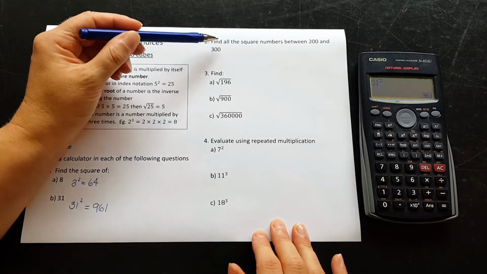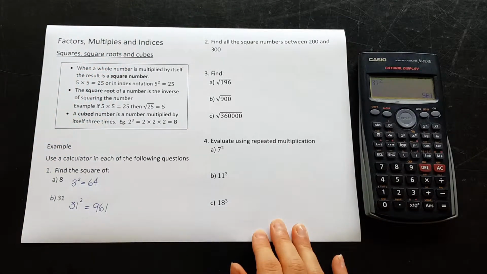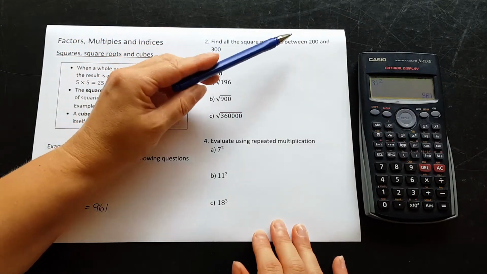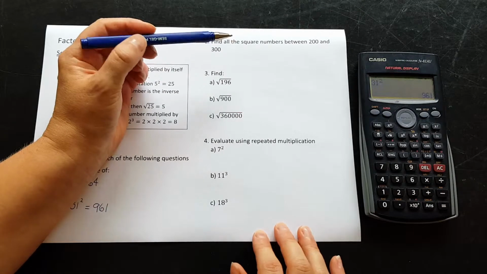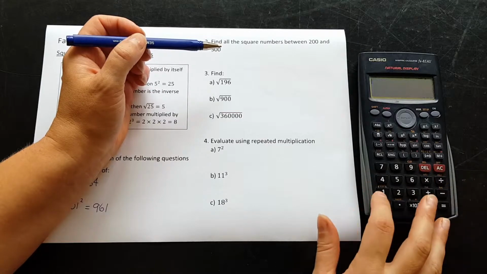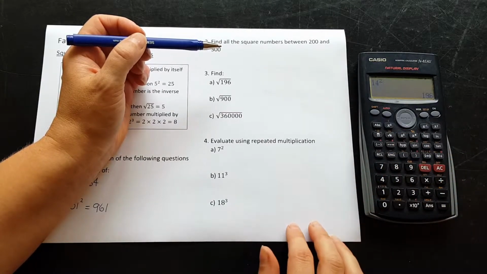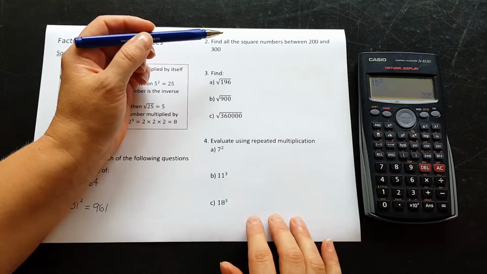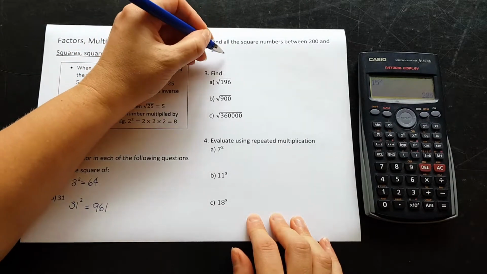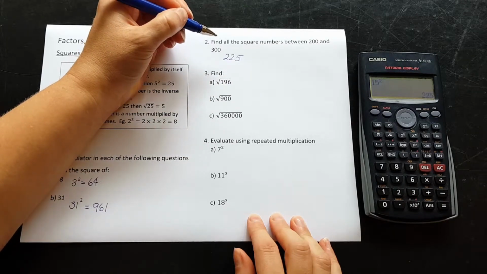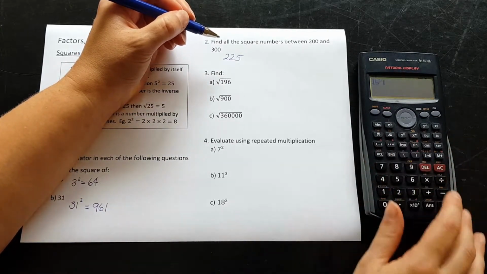Question 2, find all the square numbers between 200 and 300. So 12 times 12 is 144, and that's not big enough yet to get to 200. We could try 13. Okay, 13 squared is getting closer. Then 14 squared is very, very close. So the next number is 15 squared. 15 squared is 225. So that must be the first square number between 200 and 300.